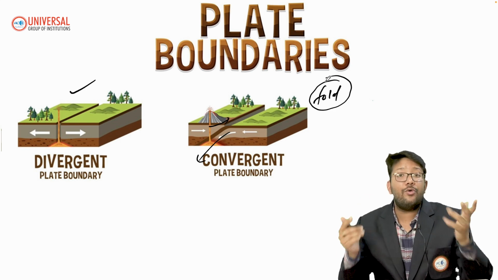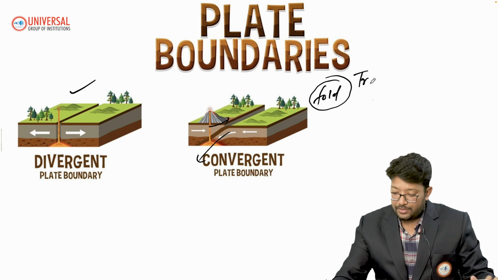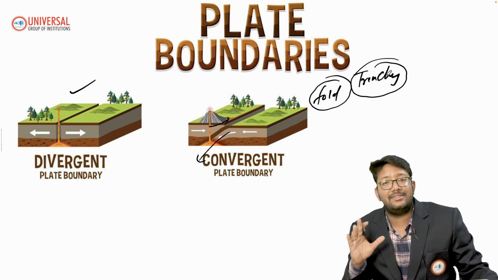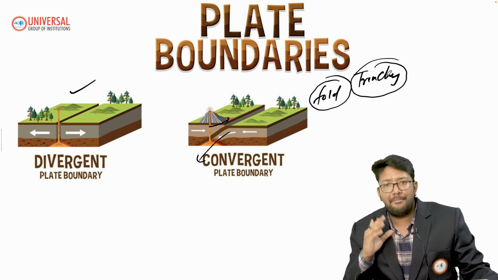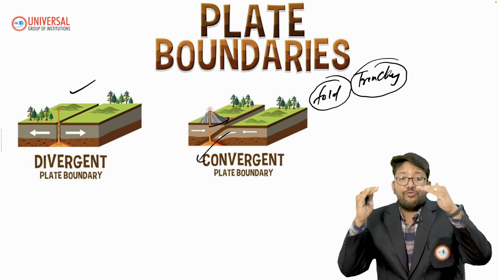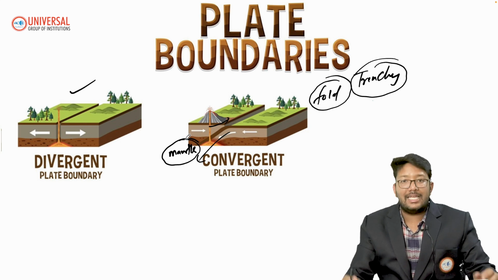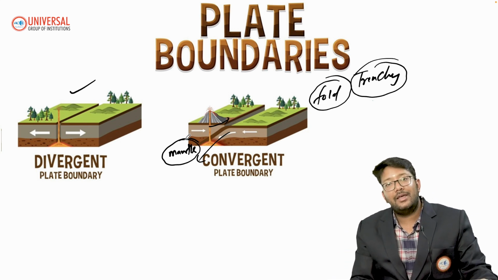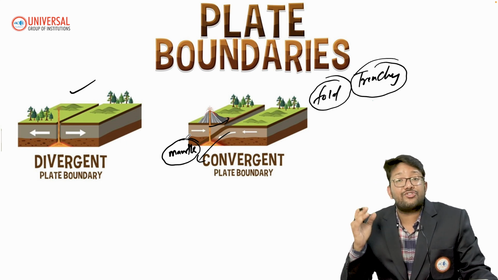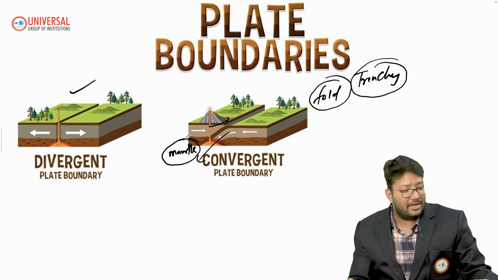And when two oceanic plates are colliding with each other, trenches are formed. Remember that. The deepest trench in the world is the Mariana Trench, situated in the Pacific Ocean, the deepest and largest ocean. Now, since one plate is going down into the mantle and the rocks are getting melted, something is being destroyed. That's why convergent plate boundaries are also known as destructive boundaries, active margins, or collision boundaries. There are many names for it.